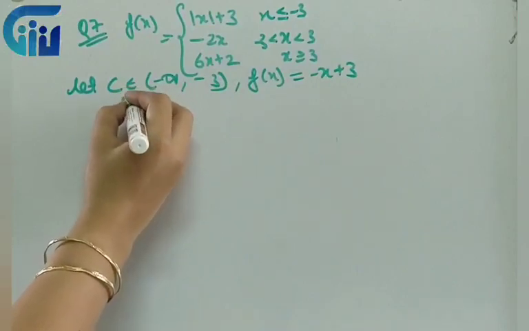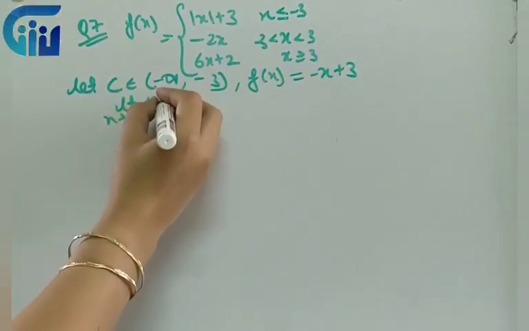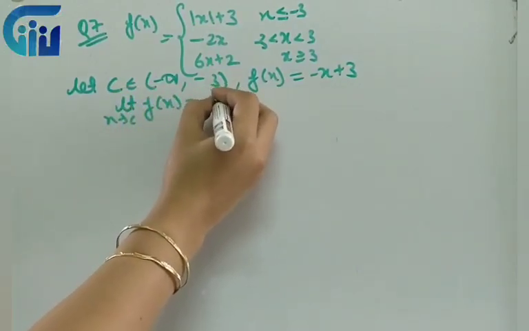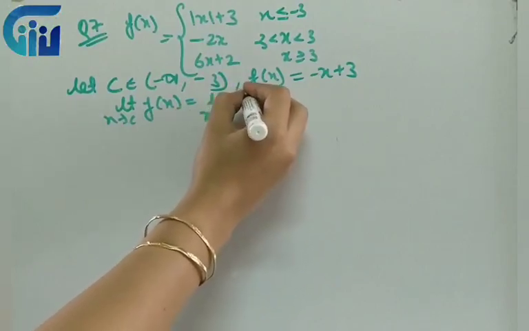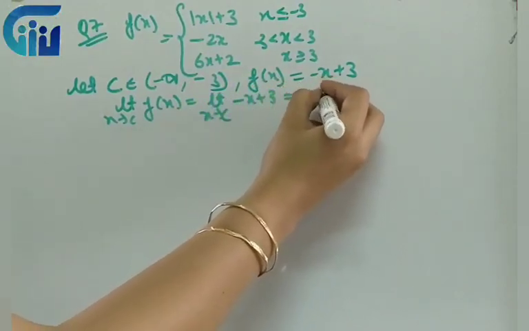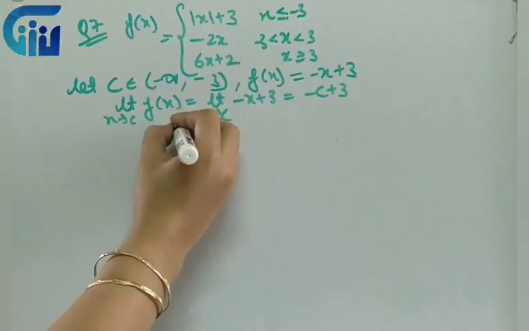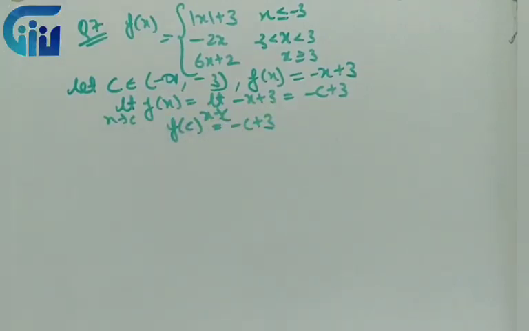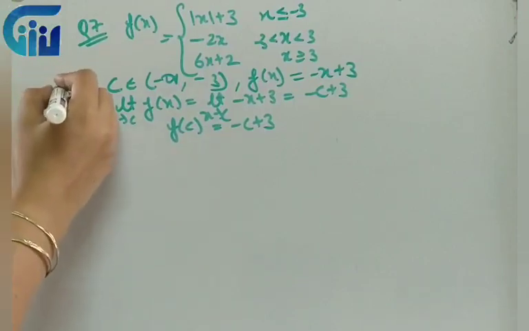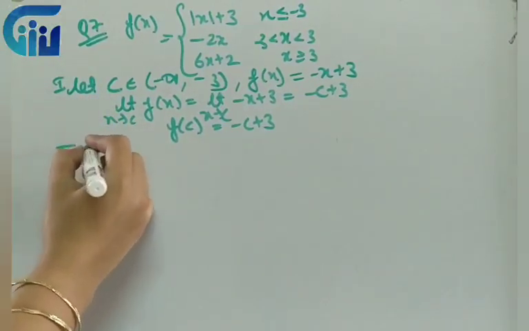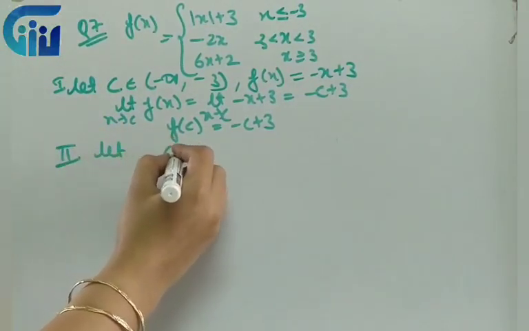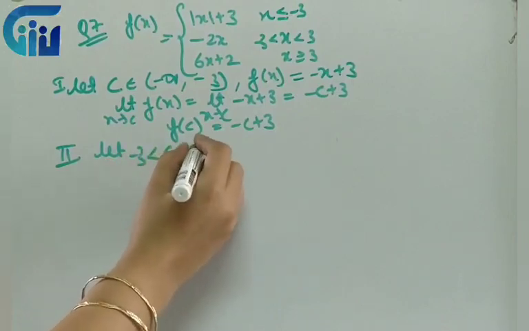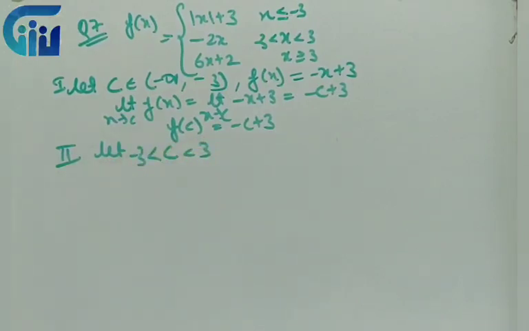So again we will say limit x tending to c f(x) is equal to limit x tending to c, it is minus x plus 3, so it is minus c plus 3. So f of c will also be minus c plus 3, right? Both are equal, hence it is continuous. So this is case 1. What will be case 2? Case 2 will be c is between minus 3 and 3. Now the less than case we have covered.